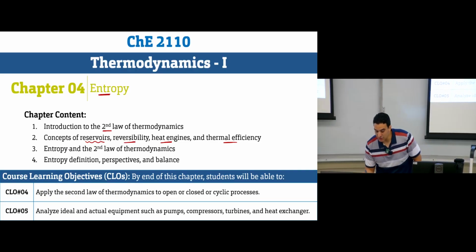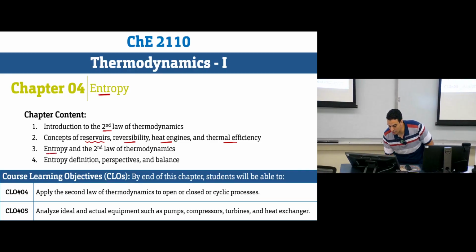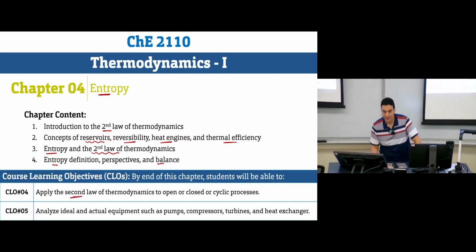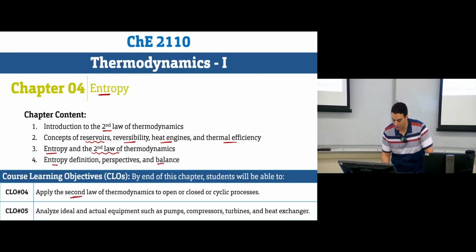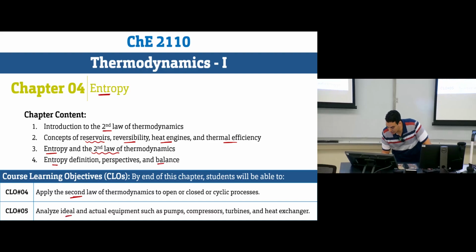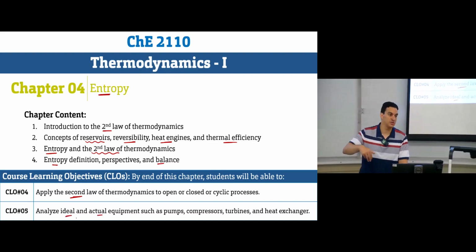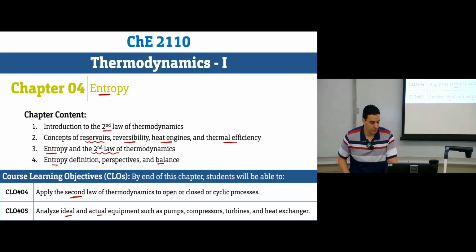After we understand these concepts, then we will explain what is meant by entropy, where it comes from, and start with the universal statement of the second law of thermodynamics. Then we will show the entropy balance and some examples. So in this chapter we need to understand the second law of thermodynamics and how we can use it with the first law of thermodynamics to analyze ideal equipment or actual equipment that we can see in different chemical processes or environmental systems.